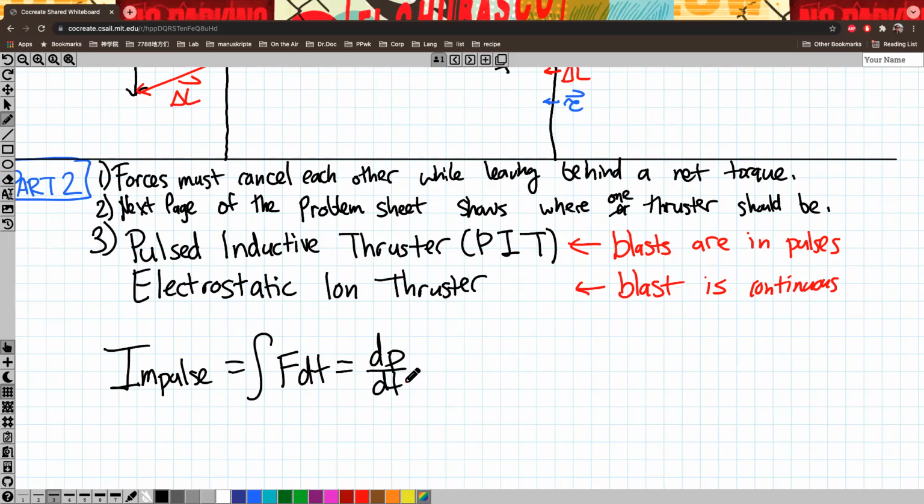Okay. So if I have force as a function of time, and that's constant, then the area under the curve is the impulse, right?